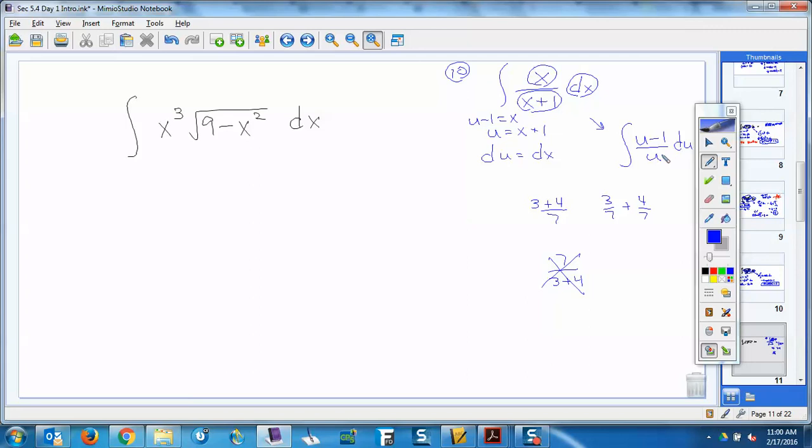Okay? All right, let's look at this one. It's kind of a similar situation. I'm going to let u equal what? 9 minus x squared, right? Because it's the inside.